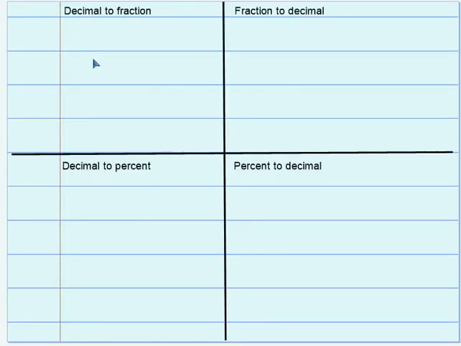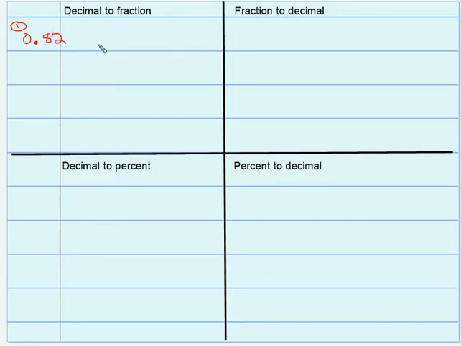Okay, so now we're going to do some conversions from decimal to fraction, from fraction to decimal, from decimal to percent, and percent to decimal. And I'm going to try to do 2 examples for each one. Okay, so first example, we have the decimal, I'm going to put the leading 0, 82 hundredths.